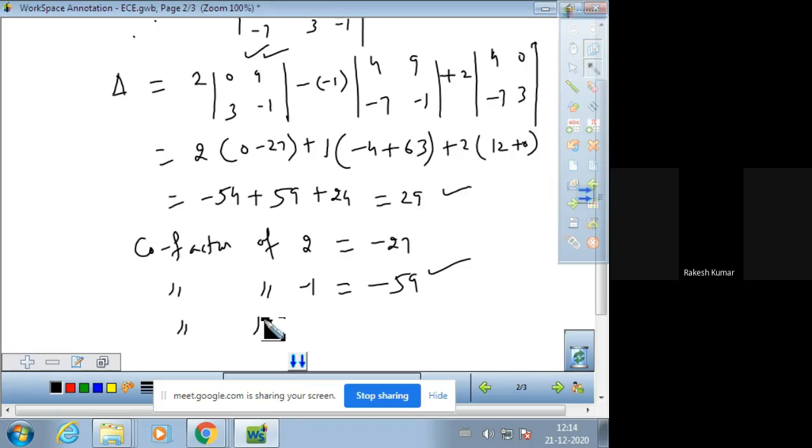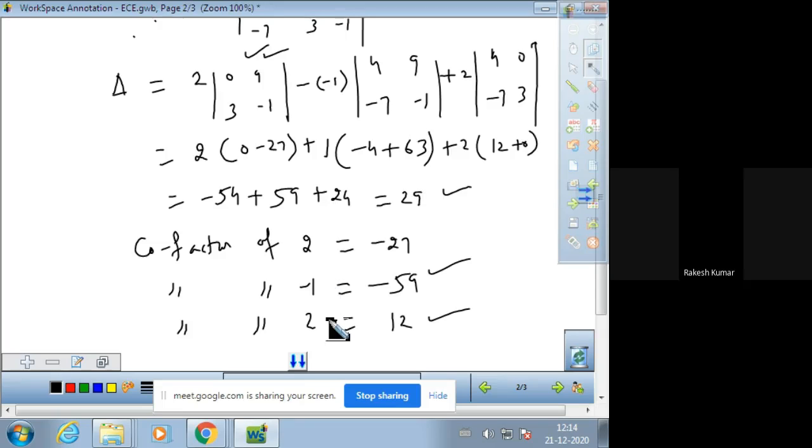Similarly, we can find the cofactor of the last element. The last element is again 2, and its cofactor comes out to be 12. So this is how we find cofactors. Cofactors help us find the adjoint of a matrix and then the inverse of a matrix. You must have studied this in 10 plus 2 class too. So in this way we can find the cofactors of a given matrix. The cofactor of all the elements can be found. This has been found only for the first row.